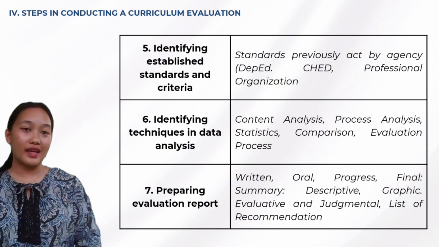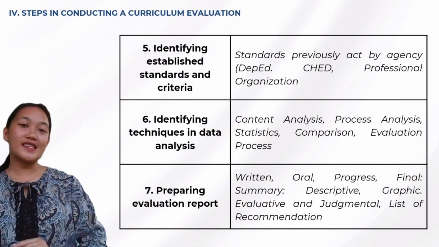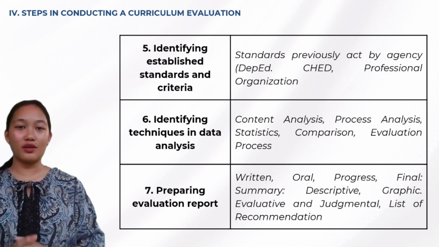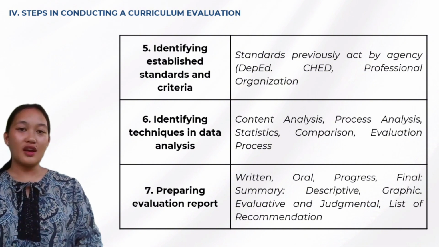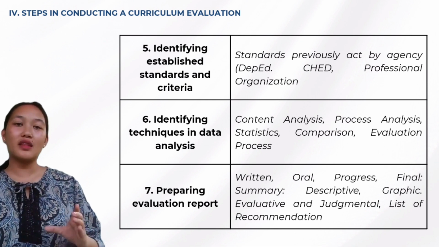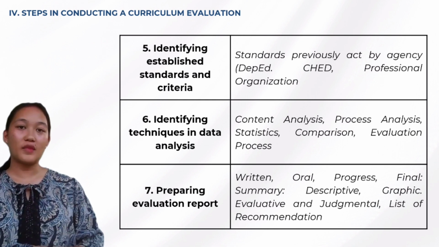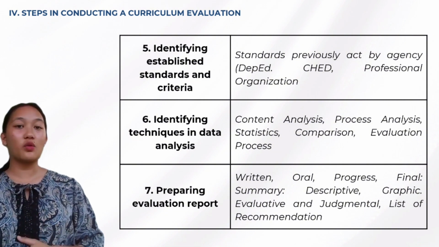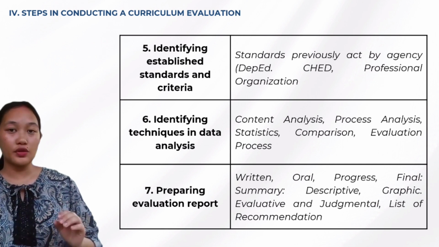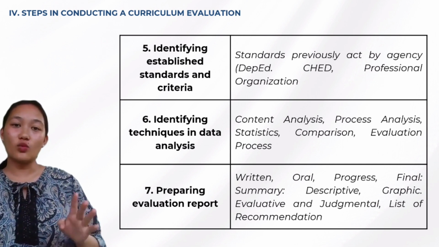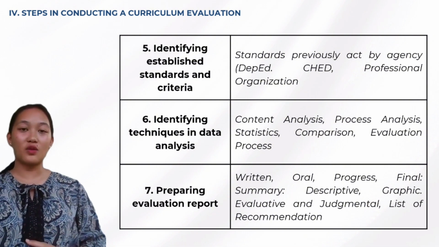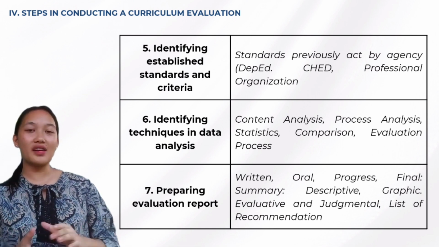Once you have collected all data, you need to make sense of it, of course. This step involves selecting the appropriate techniques for analyzing the information you've gathered to answer your evaluation questions. You have to consider that different types of data require different analysis methods, like content analysis, to examine the content of documents or textual data. Process analysis to understand how the curriculum is being implemented, and statistics to analyze numerical data such as test scores, survey responses, and others. And last one, we have to consider comparison process to compare the different groups or aspects of the curriculum. And for the seventh step, we have preparing evaluation report.